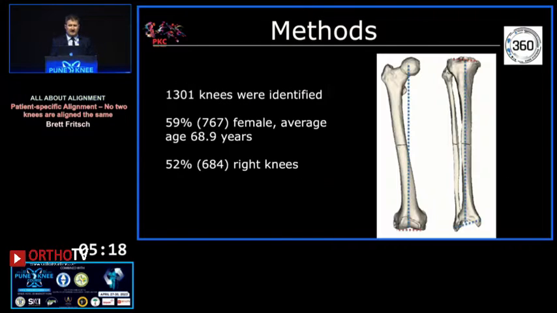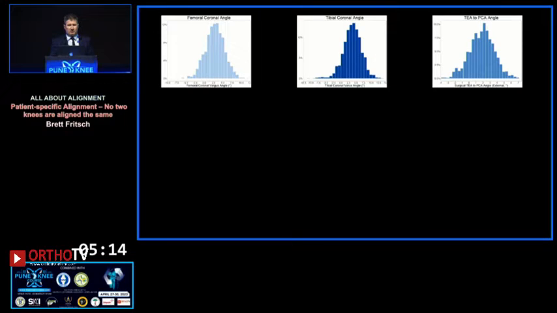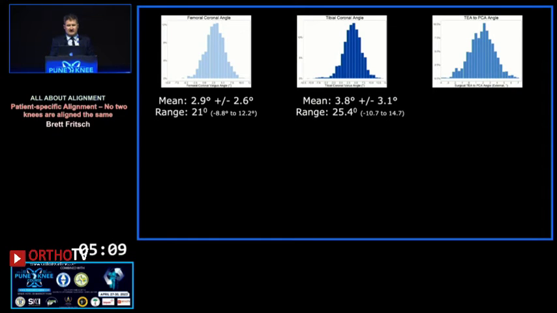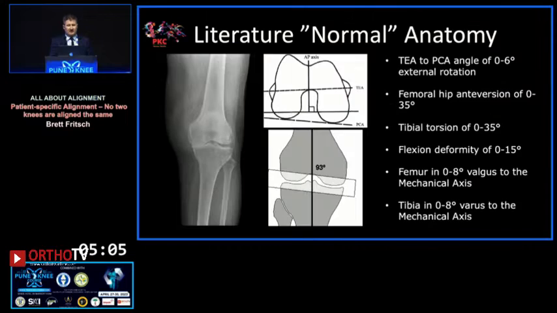These are some of our knees from a database we've got of over 1,300 knees pre and post knee replacement. If you look at the femoral coronal angle, there's a range of 21 degrees in that data set. In the tibial angle, a range of 25. In the rotational angle, a range of 11.